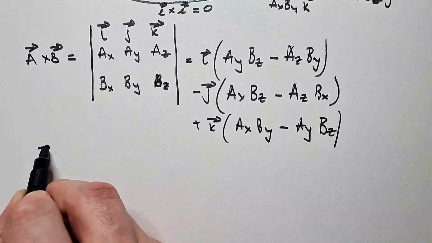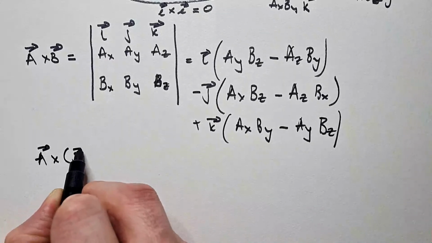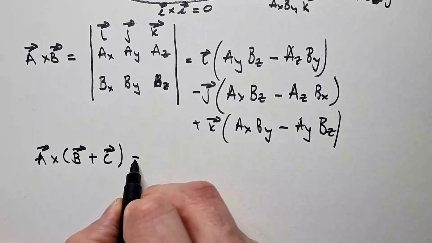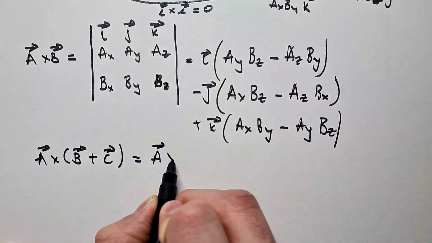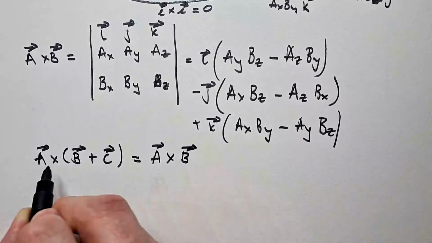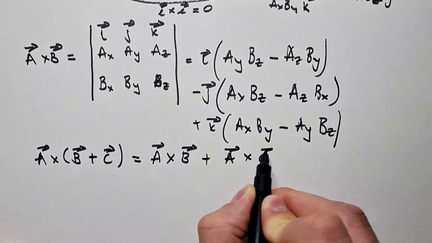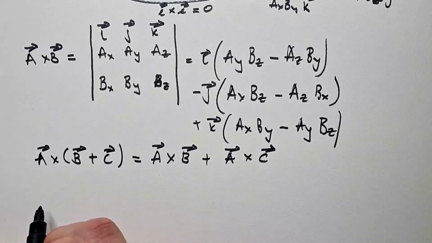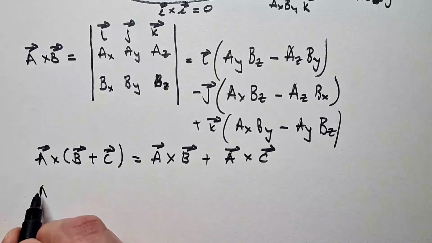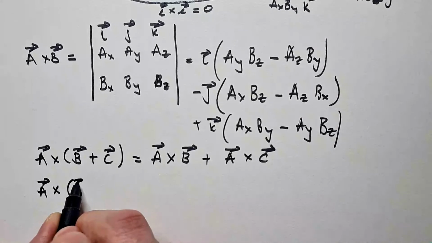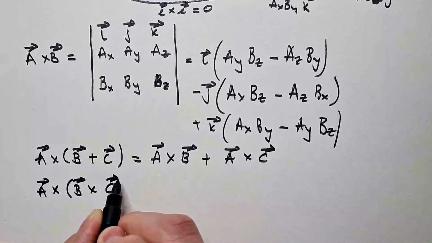A cross (B plus C) is equal to A cross B plus A cross C. We also have something called vector triple product that I used in some of my previous videos. A cross B cross C.